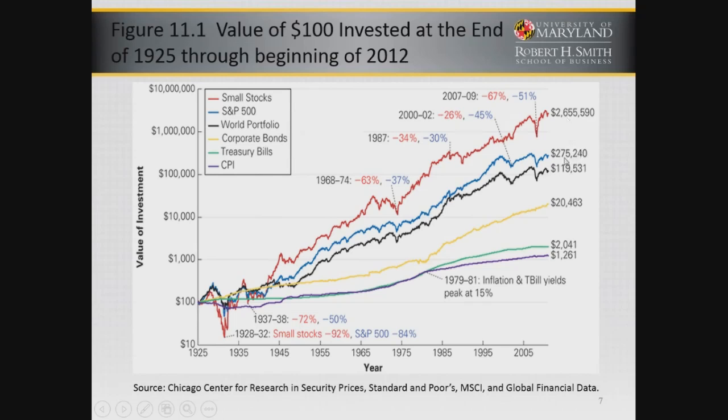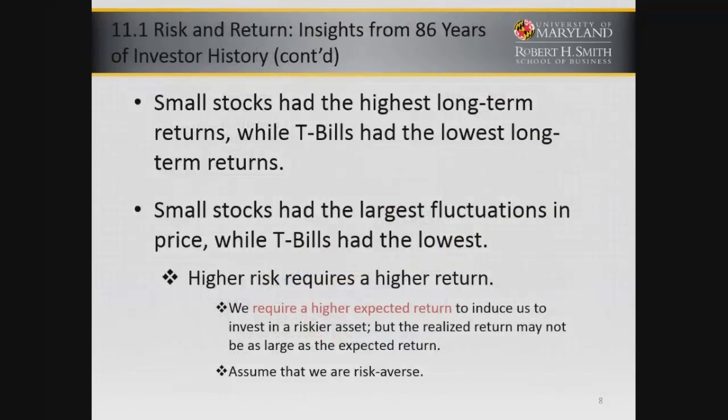The large stocks, about $275,000. The world portfolio, about $119,000. Corporate bonds, about $20,000. Treasury bills, just $2,000. It's still not a bad return over this 80-year period.